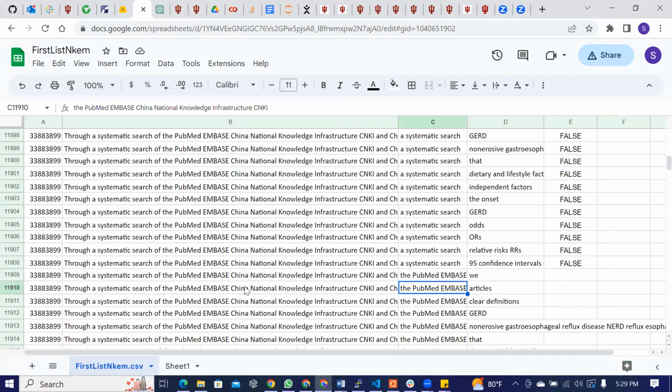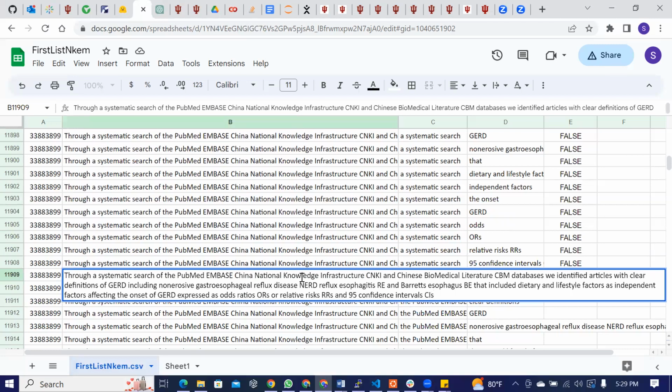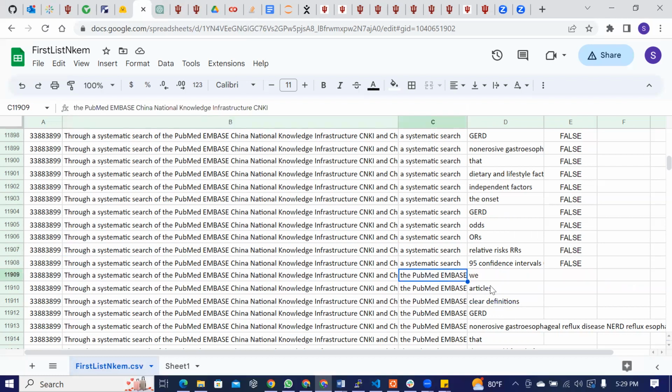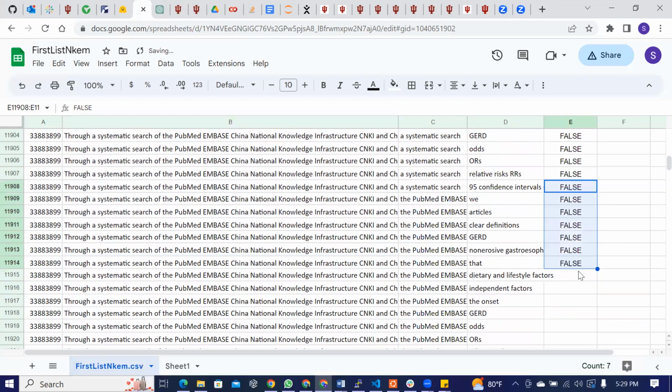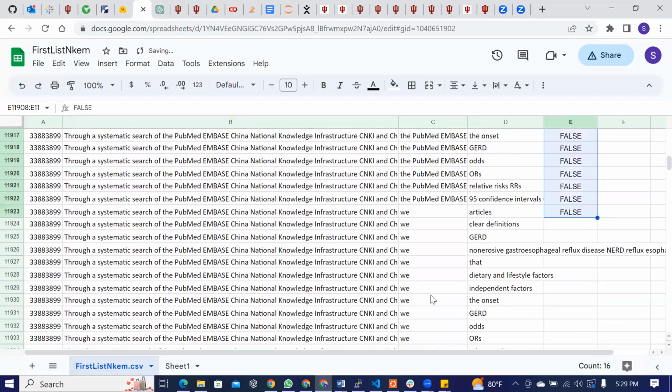No. Some of these things are just descriptions. They used PubMed. The next was the PubMed, China National Knowledge Infrastructure. It's also very clear that there's no relationship in this place, so please just put false. Just put false. That's very easy work to do. Then the next one is "we". It's also obvious that "we" has a false relationship. "We" is basically a pronoun.